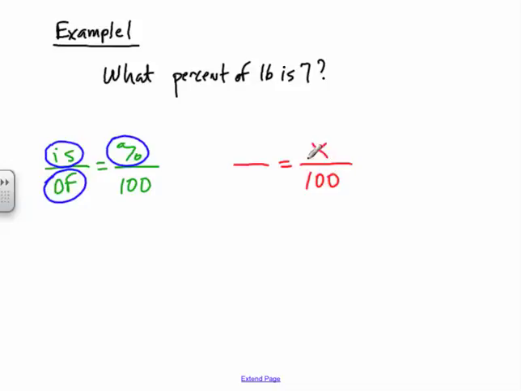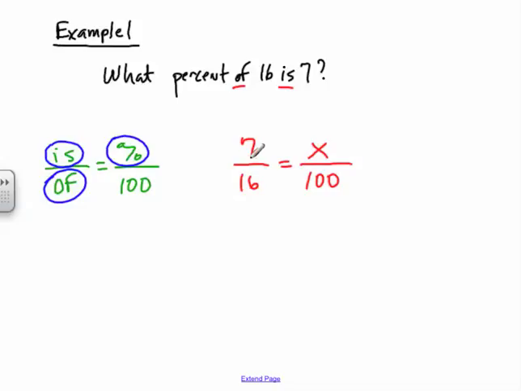It said what percent. Okay? It says what percent of 16. Okay, so 16 must be my of number, and that goes in the bottom left. Okay? Of 16 is 7. So that goes in the top left. And then my proportion set up, all I do is cross multiply and divide. So let's go ahead and do that.